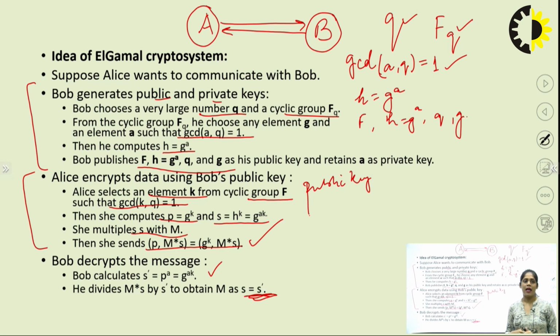Alice selects an element K from cyclic group F such that GCD K, Q is equal to 1. Here like this. Then she computes P equals G^K, S equals H^K equals G^AK. She multiplies S with M. Then she sends P with M into S, G^K, M into S. Bob calculates S dash equals P^A, G^AK. He divides M into S by S dash to obtain M, as S equals S dash. So this is somewhat like this.